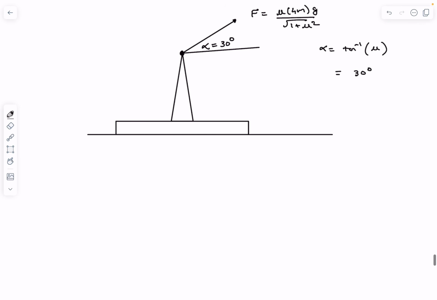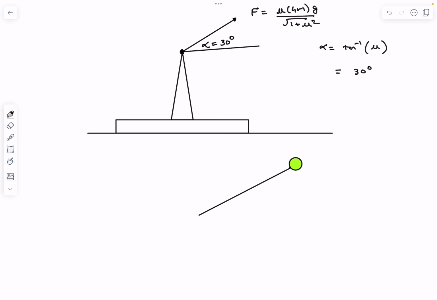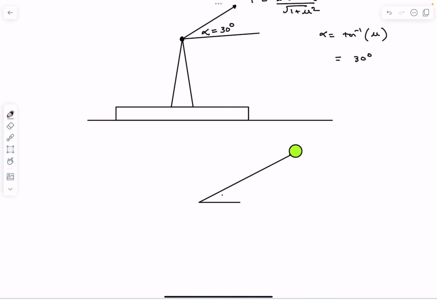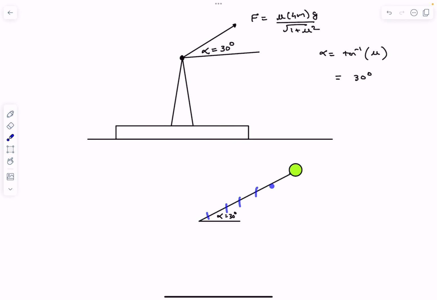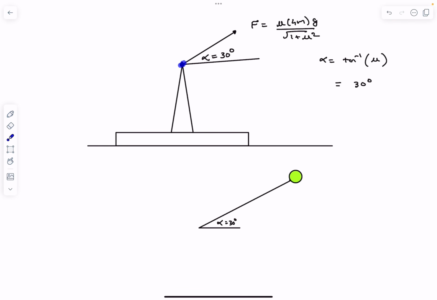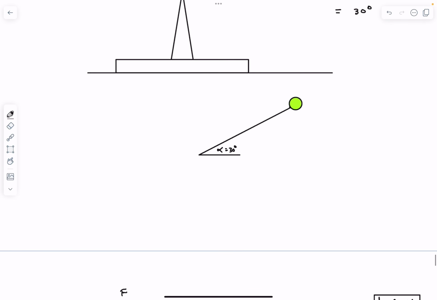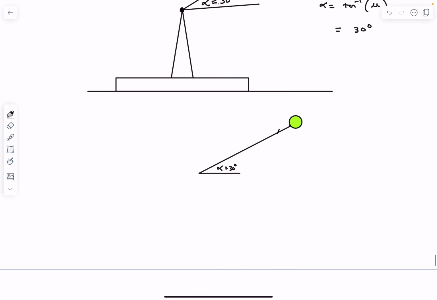Now I can draw the FBD of the ball. So the ball was connected to the rod, and the rod makes an angle of 30 degrees with the horizontal. Now guys, as this rod is given to be a light rod, everywhere along its length the tensile force is going to be the same. So we know at this particular edge, the rod is pulling on the structure with the force F. So everywhere along the rod, the tensile force is F. So the rod will pull on the ball with the same force F.